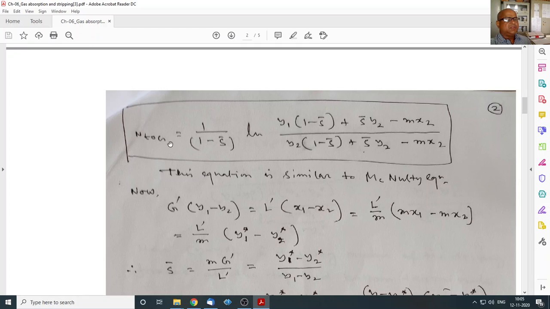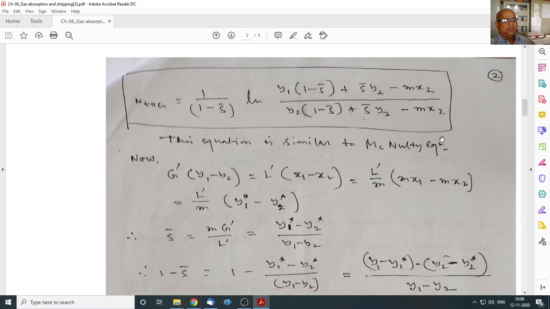Now NTOG will be 1 by S ln of [y1 (1 minus S bar) plus S bar y2 minus mx2] divided by [y2 (1 minus S bar) plus S bar y2 minus mx2]. So this will be my analytical solution. So here what you have to know is the absorption factor. Generally it will be known to you because you know L by mG, y2, x2, y1, x1, and your equilibrium value, that is m, the Henry constant, will be known to you.